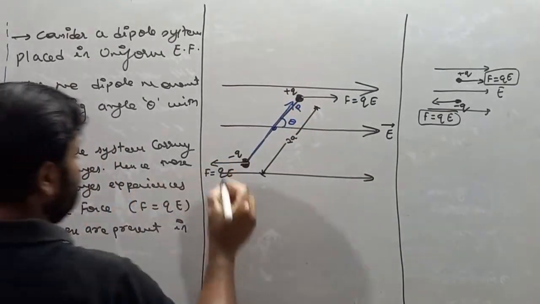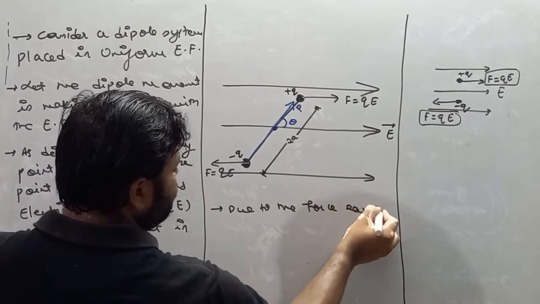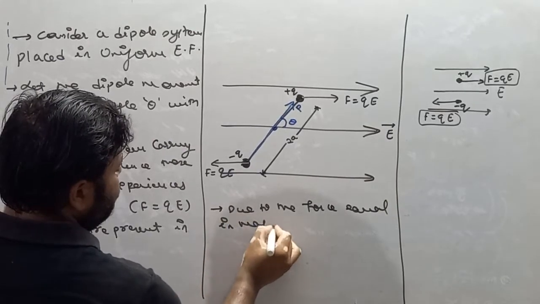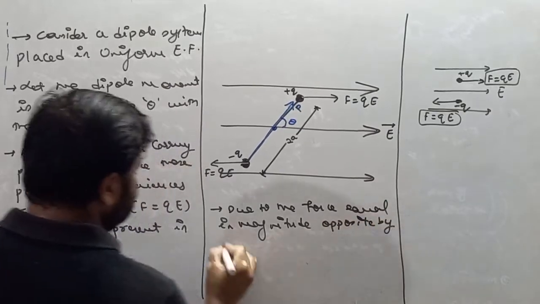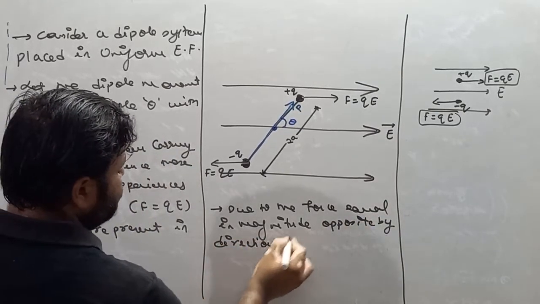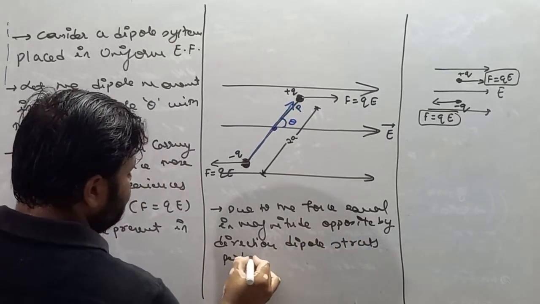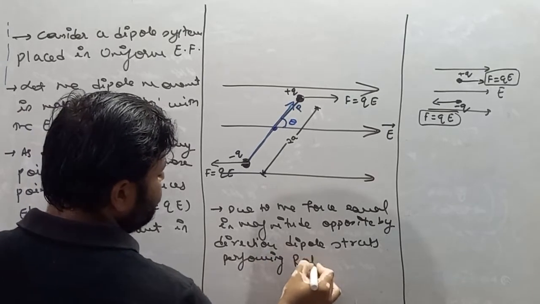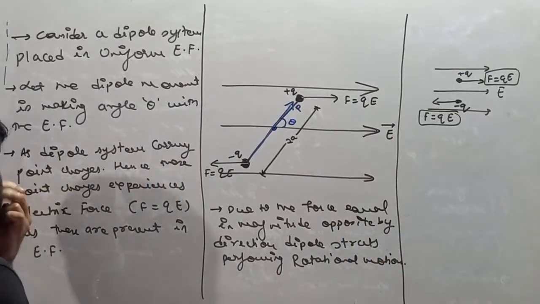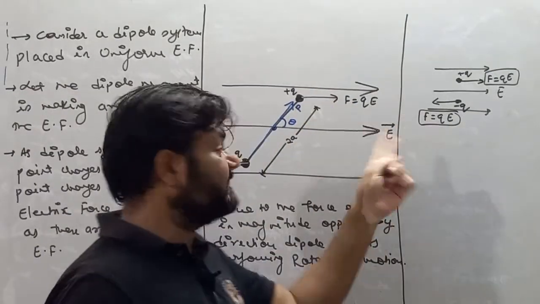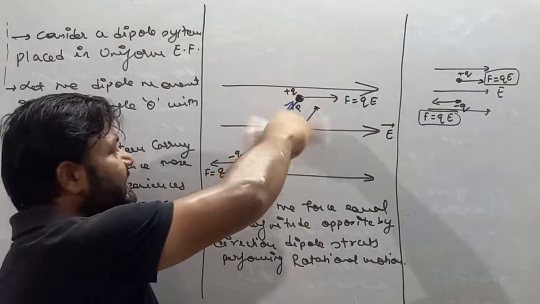So I'll write here: due to the forces equal in magnitude and opposite in direction, the dipole starts performing rotational motion. So what we'll say is, due to these forces which are equal in magnitude and opposite in direction, the dipole starts performing rotational motion.